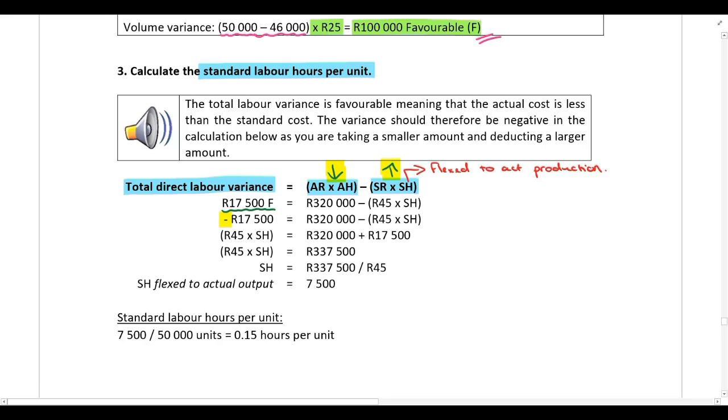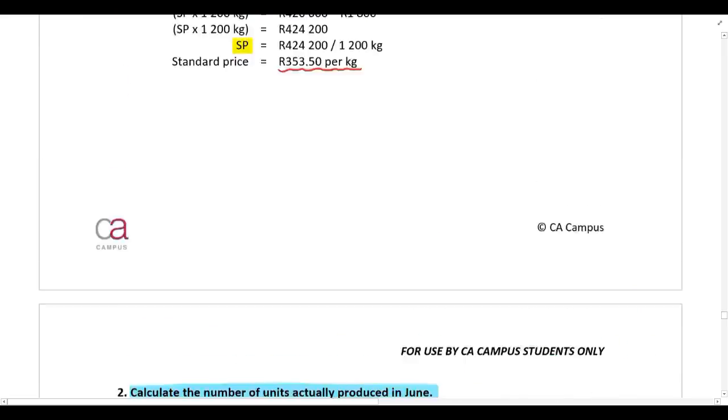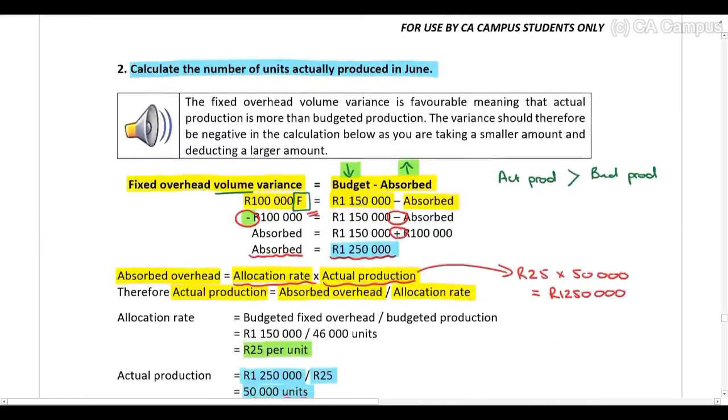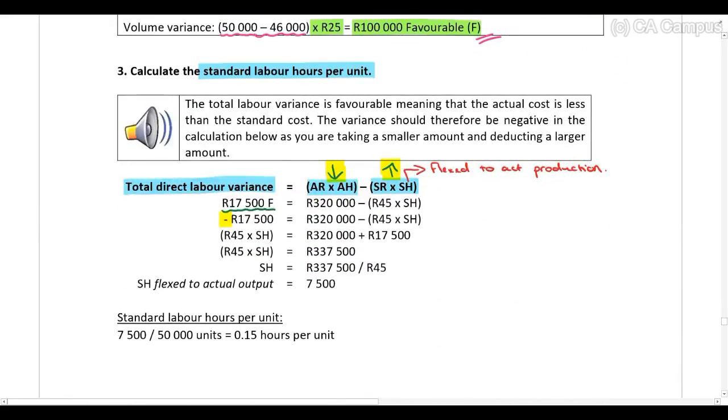Then, we were given the actual rate multiplied by the actual hours, 320,000 Rand. We were also given the standard rate. It's 45 Rand per hour. So you can just include all of those amounts in your calculation. And we are trying to calculate the standard labor hours per unit. So the standard hours is the unknown that we are trying to solve for.